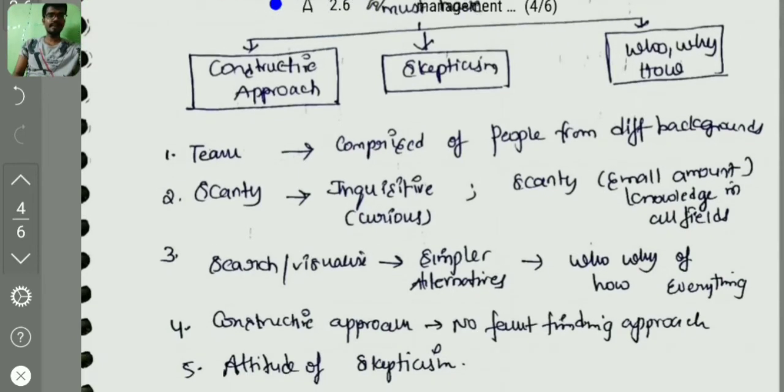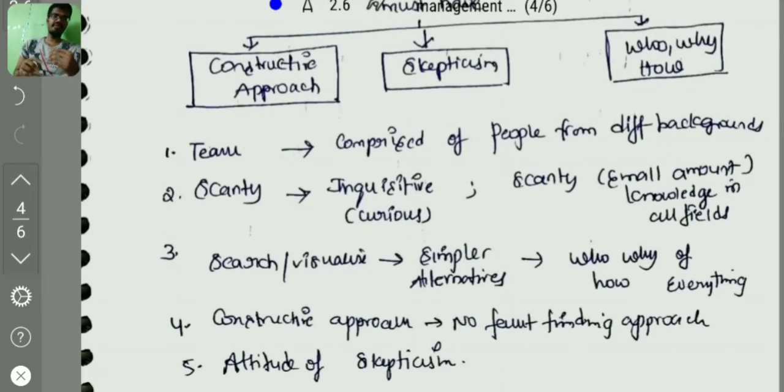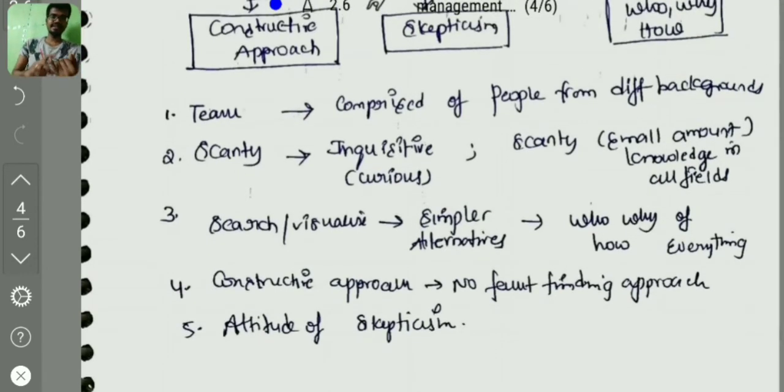And the next point is who, why, how of everything. The management auditor should ask himself who, why, how of everything. He should visualize simple alternatives so that the process can be done in an easy manner. That is the main essential quality of an operational auditor. Constructive approach: the management auditor should follow a constructive approach rather than a fault-finding approach.